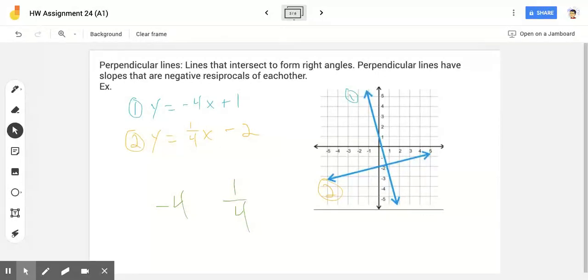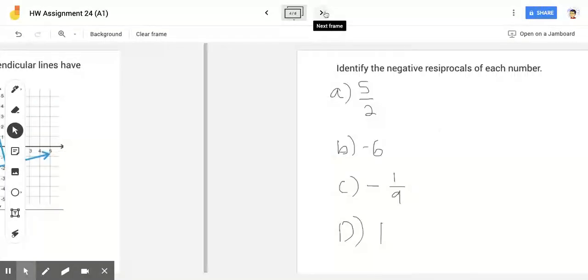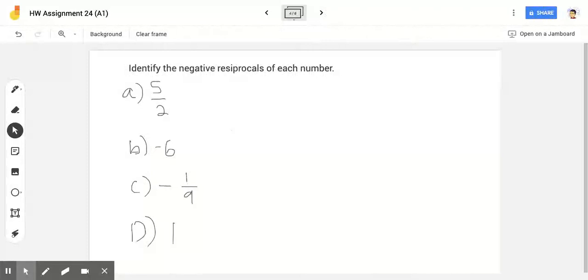Before we get into working on any problems like the parallel equations yesterday, we are going to do some identifying of negative reciprocals, just so we can get used to it. So I'm asking you to identify the negative reciprocals of each number. We start with 5/2. The negative reciprocal of 5/2 is, well, it's positive 5/2, so that means the negative reciprocal is going to be negative. Reciprocal means we're going to flip that fraction to 5ths. -2/5 is the negative reciprocal.